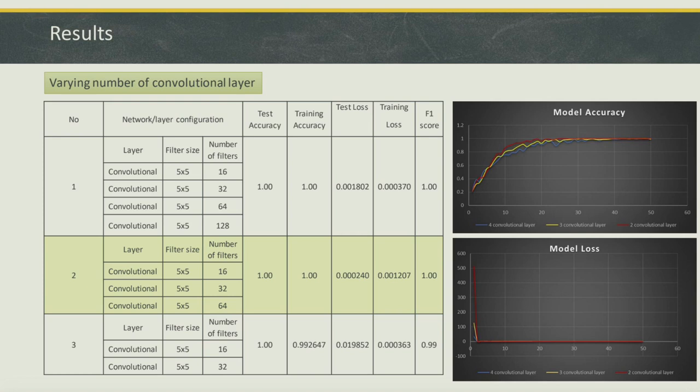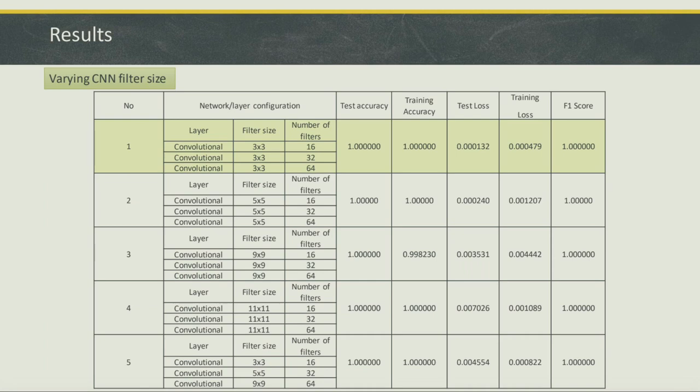The evolution of model accuracy and loss during the training process is shown in the graph. From the graph, we can see that training accuracy rapidly improved over the first 10 epochs, whereas the training loss rapidly decreased over the first 3 epochs, and there is only a small improvement in accuracy and loss for the rest of the epochs. Next, a test to determine the best filter size is conducted.